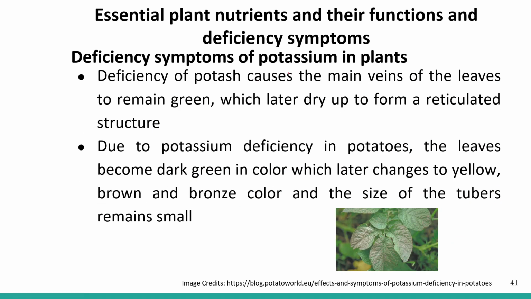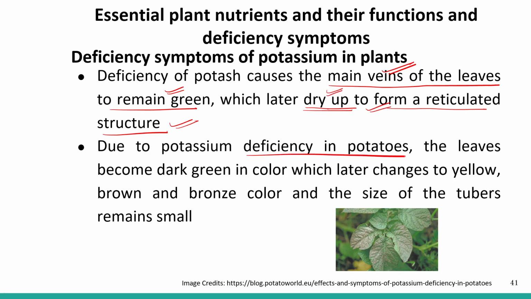Deficiency of potash causes the main veins of the leaves to remain green. Okay, so in this condition, the main vein of the leaves is green in color, which later dries up and forms a reticulated structure. Earlier it remains green, but later it forms a reticulated structure and dries up, right? This is due to potassium deficiency in potatoes.